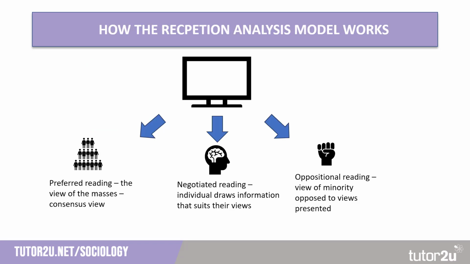How does the reception analysis model work? Well, a media source will transmit a message and individuals will interpret this in one of three ways. For the majority, they will conform to the preferred reading, judging the message presented on face value and agreeing with the dominant view of the majority. This can be seen in practice in tabloid newspapers where individuals consume media sources with little critical analysis.